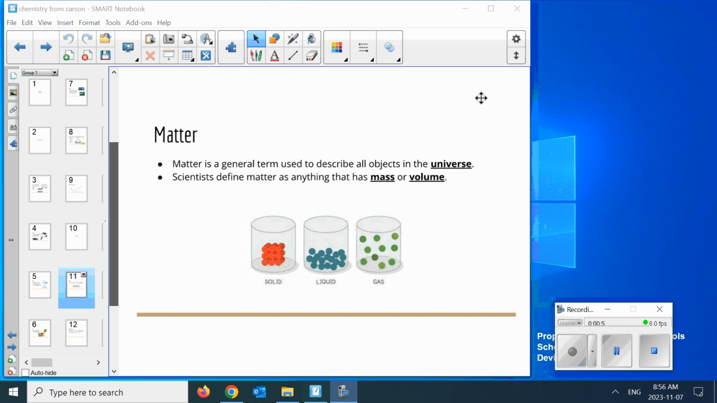Matter is the general term used to describe all objects in the universe. Scientists define matter as anything that has mass or volume.